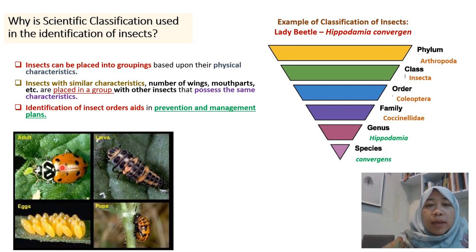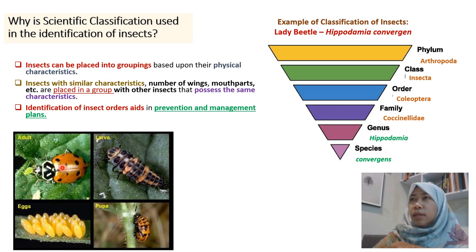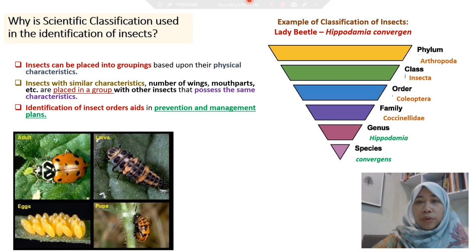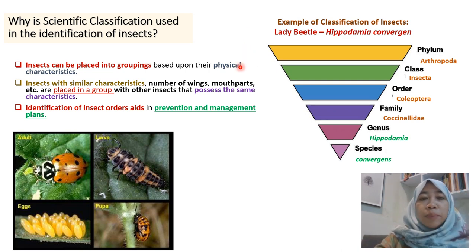Insects can be placed into groups based on their physical characteristics. Insects with similar characteristics, for example the number of wings or the type of mouthpart, are placed in the same group with other insects that possess the same characteristics. So insects have many orders. Order Coleoptera, for example beetles, is different from Lepidoptera, for example butterflies and moths.